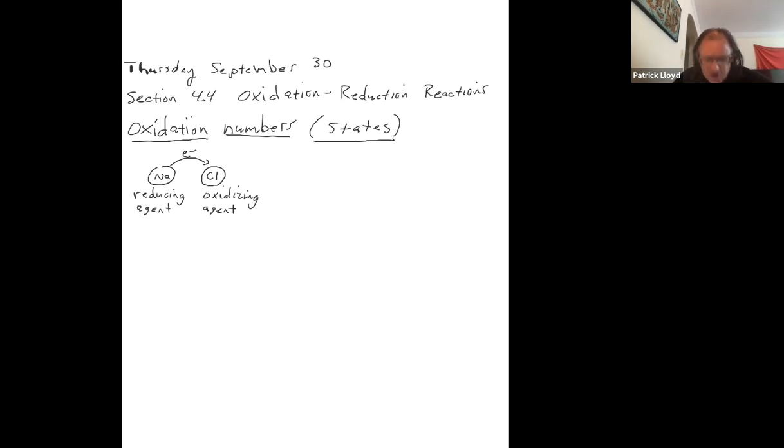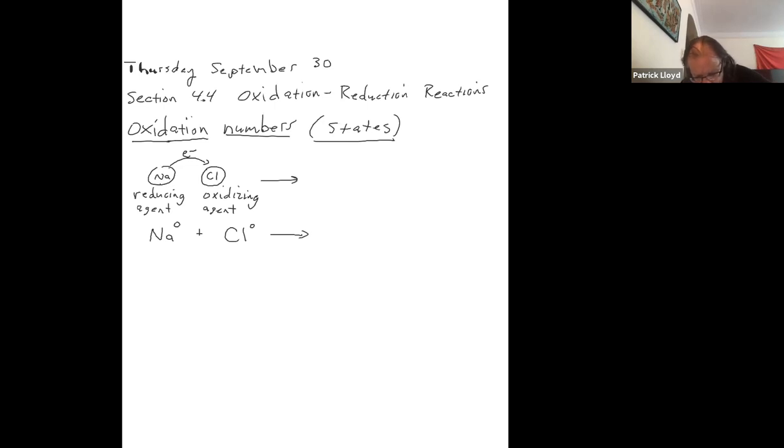Now notice what happens. Each of these has a charge of 0. A sodium atom, even though we never really write this, actually has a charge of 0. It doesn't have any charge. The chlorine atom is the same thing. So we could, in theory, write a 0 there. We don't generally do that, but they are neutral.